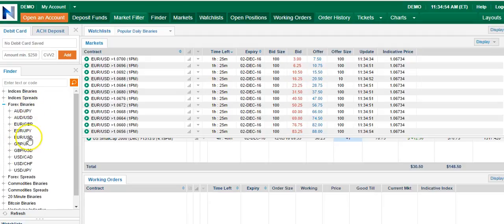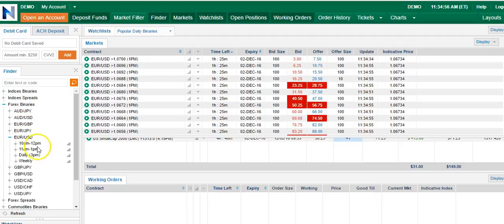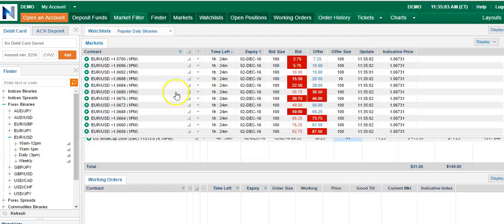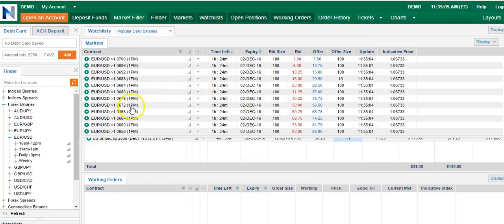I'd click on the Euro US dollar, and I have the 11 to 1 p.m. one listed here. It's currently 11:35 in the morning. This trade closes at 1 p.m. So this is an hour and 24-minute trade as of right now.